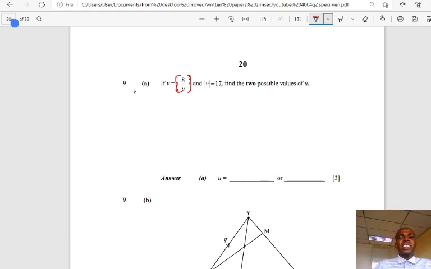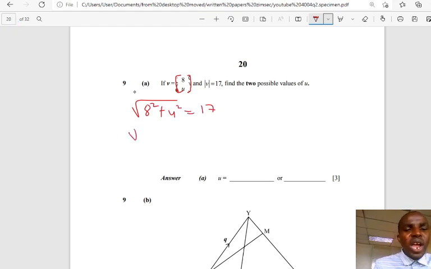These are brackets and these are vectors. They say if v is equal to (8, u) and the magnitude of v is equal to 17, in vectors that one represents the magnitude, but in matrices it represents the determinant of a matrix. But these are vectors, so it is the magnitude of a vector. Find the two possible values of u. For magnitude, you say square root of 8 squared plus u squared is equal to 17. That's how I find magnitude.